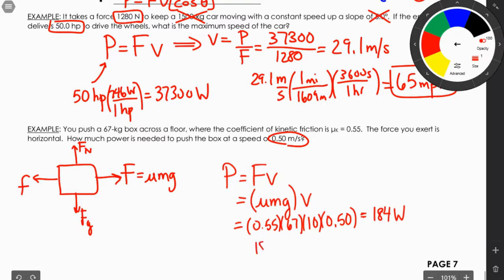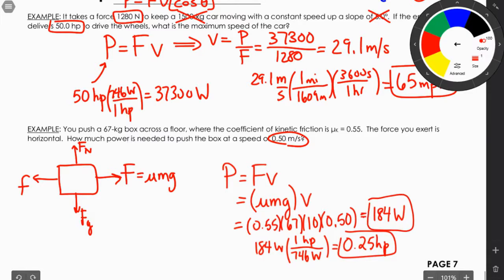because if I do the quick conversion factor, 184 watts, right? So 1 horsepower is 746 watts. And so that's going to be 184 divided by 746. And that's going to be roughly a quarter horsepower that I have to generate to push this box. And that's not much. I mean, a pool pump does that, right?